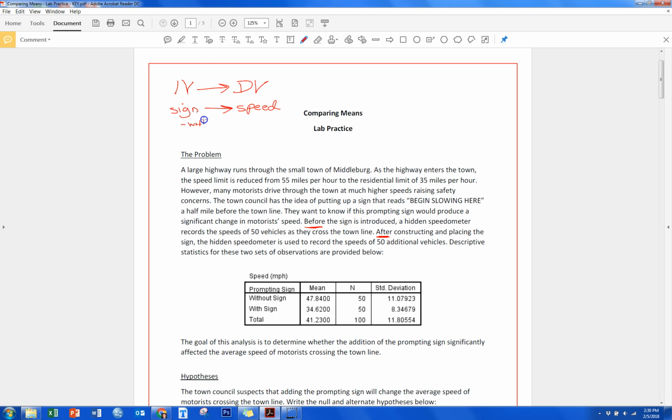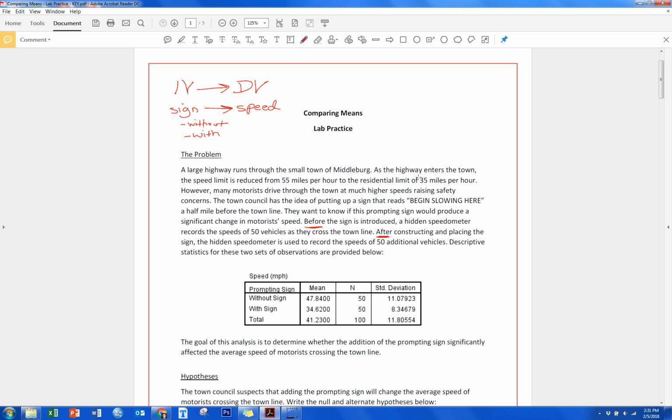So we have a without condition measured first, and we have a with condition measured second. There we go. So we have an independent variable with two levels, without and with, and one dependent variable, which is speed, which is measured in both conditions. This is an experimental design because the independent variable is being manipulated by the experimenters.